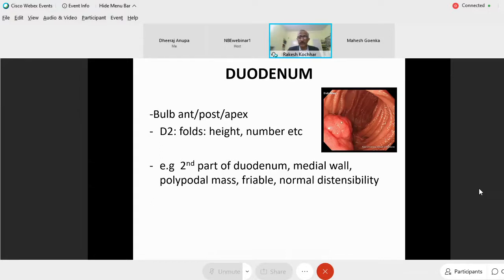Now, for example, in this particular patient, you have in the second part of the duodenum, on the medial wall, a polypoidal mass. You describe the mass as polypoidal.